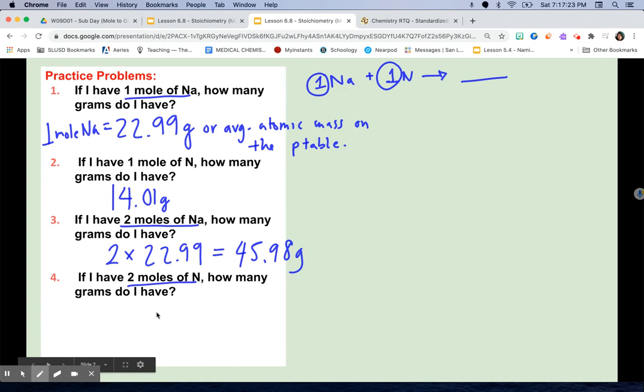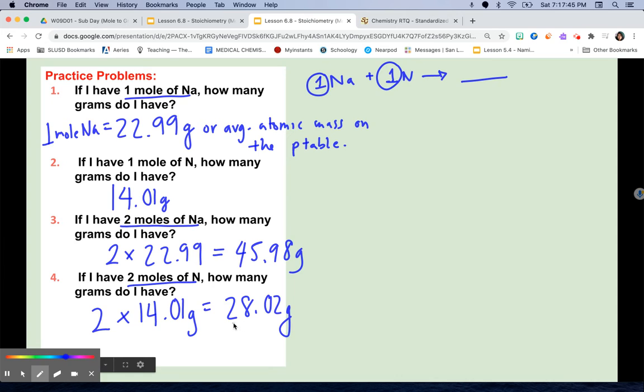So what if I have the same thing going on with N? If I have 2 moles of N instead of 1 mole of N, how many grams do I have? Well, if I have 2 of these amounts, I'm just going to do the same thing. So 2 times 14.01 grams, and that will get me 28.02 grams, right?